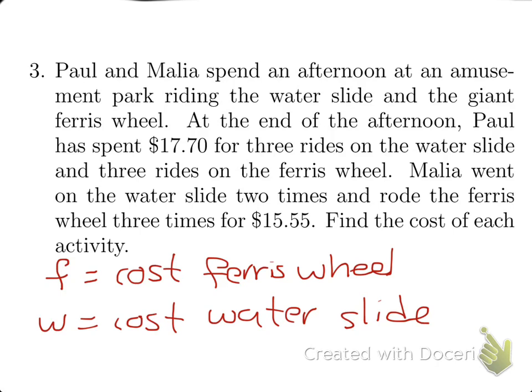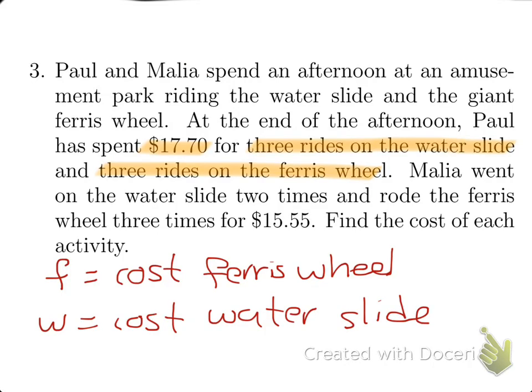All right, then you're going to talk about what it is that we know. At the end of the afternoon, Paul has spent $17.70, 3 rides on the water slide, 3 rides on the Ferris wheel. There's your math equation right there. So a total of $17.70 for 3W and 3F. That's going to give us our first equation. So 3 rides on the water slide and 3 rides on the Ferris wheel, and he spent a total of $17.70. And then we can do the same thing. Go backwards and look at this one more time.